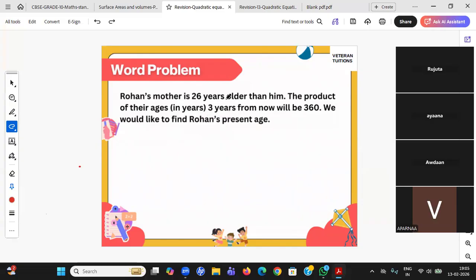Whenever you see the question, whatever he is asking to find, you assume that as x. Many students will take Rohan's age after 3 years as x, and again they will get confused. So let the present age, whatever he is asking, be x. And let Rohan's mother's age be y.